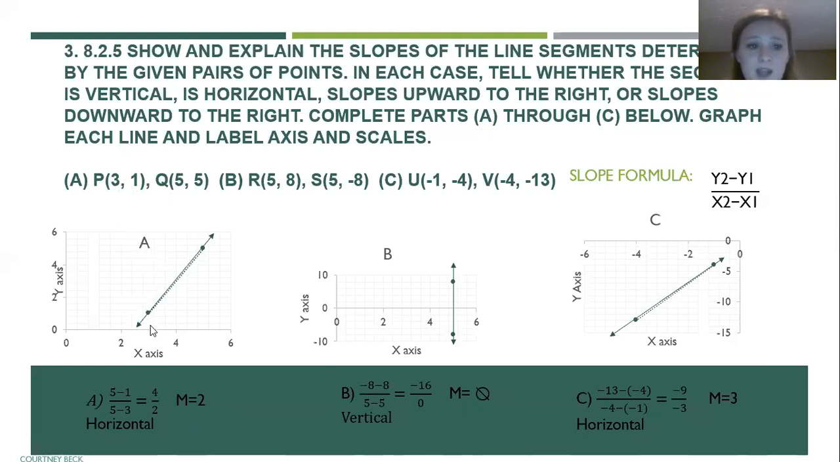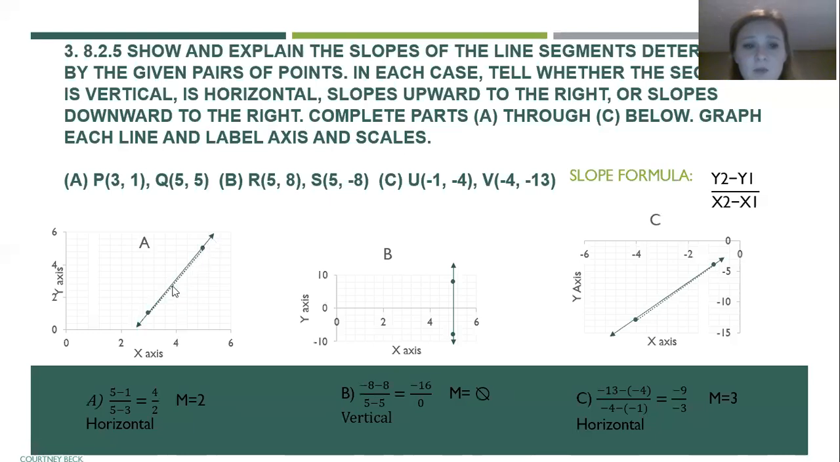And you can see the x-axis is right here, so we're going to graph 3 on the x-axis, and the y-axis right here, so we're going to graph 1, because x is always first and y is always second. So right here is 3, 1, and then we're going to graph 5 and 5 right here.